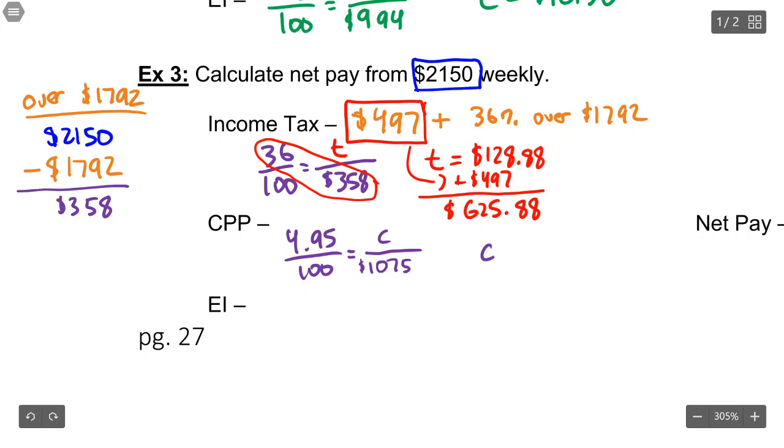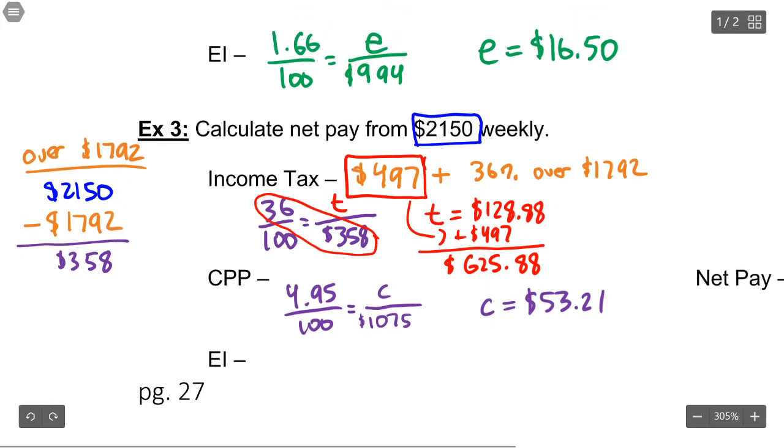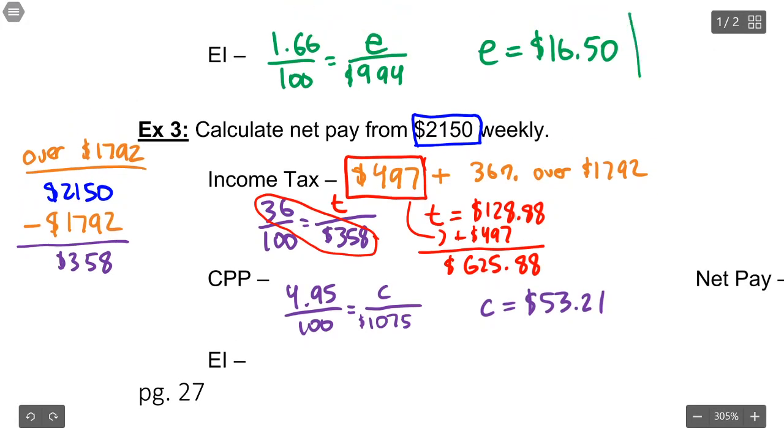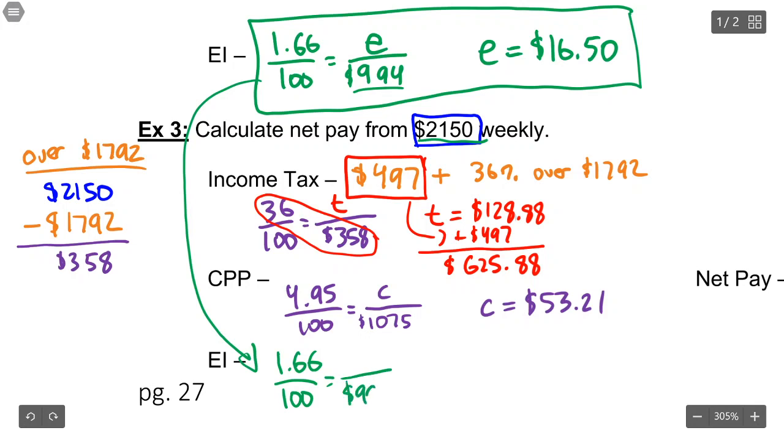So you cross multiply and divide, and your CPP, and this is the most CPP that anyone can pay per week, is $53.21. And last is our EI. And our EI is actually going to be the exact same calculation as here. And it's going to be the exact same calculation because we're way above the cutoff of $994. So we're doing 1.66% of the cutoff of $994 gives you an EI of $16.50.